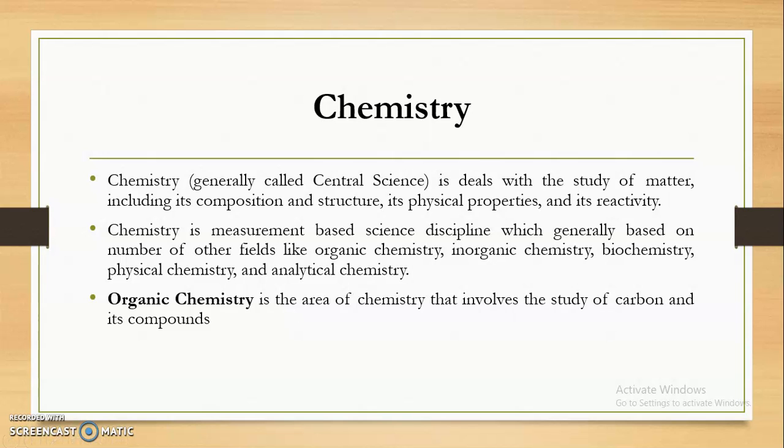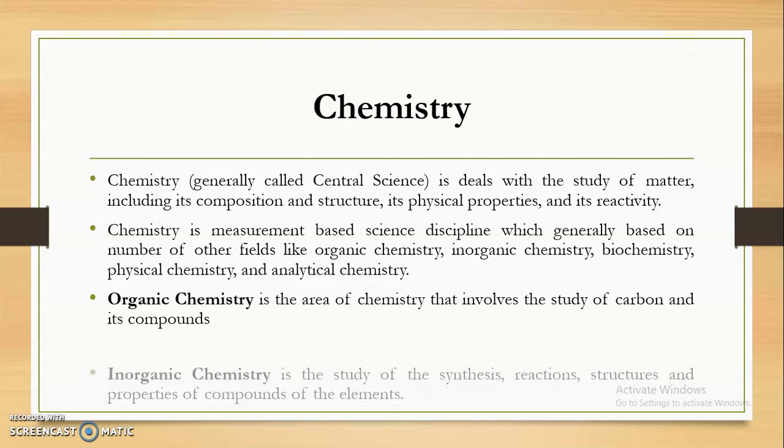First one is organic chemistry. Organic chemistry is the area of chemistry that involves the study of carbon and its compounds. Means in organic chemistry, those compounds which consist of carbon atoms are known as organic compounds, and the study of such materials or compounds is known as organic chemistry.